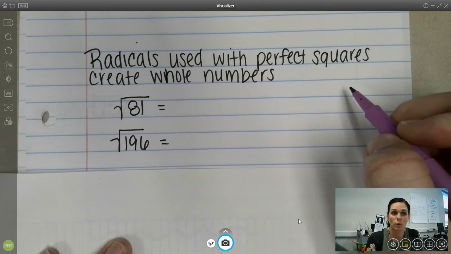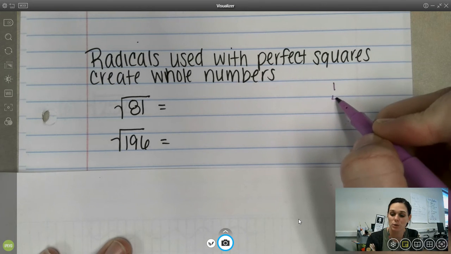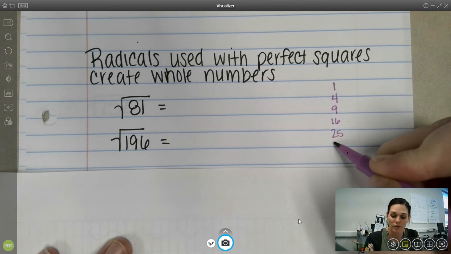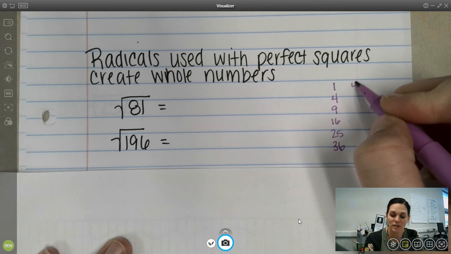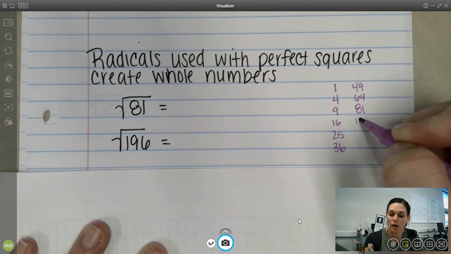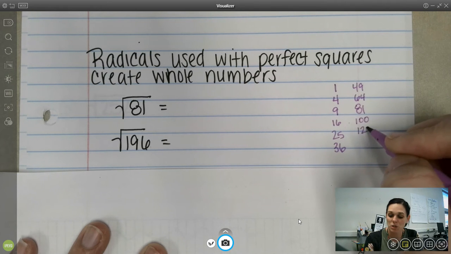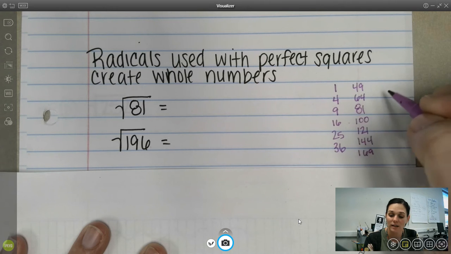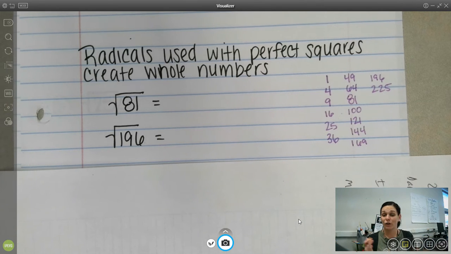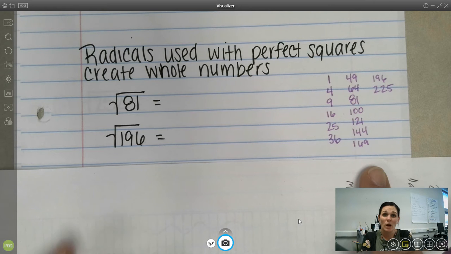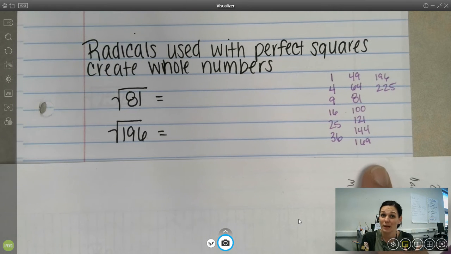Our list of perfect squares would be 1 times 1 is 1, 2 times 2 is 4, 3 times 3 is 9, 16, 25, all right, 36, there's 6 times 6, 7 times 7 is 49. Then we have 64, 81, 100, 11 times 11 is 121, 144, all right, then we have 169, 196, 225, and the list goes on and on forever and ever. Once you have kind of mastered these first 15 perfect squares, it makes understanding radicals a little bit easier.